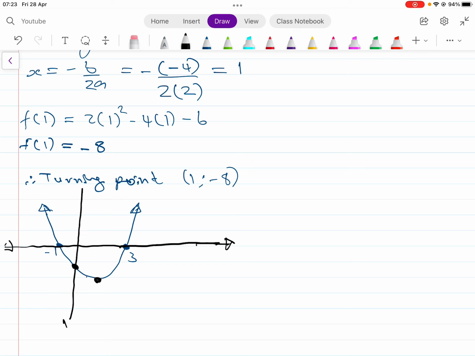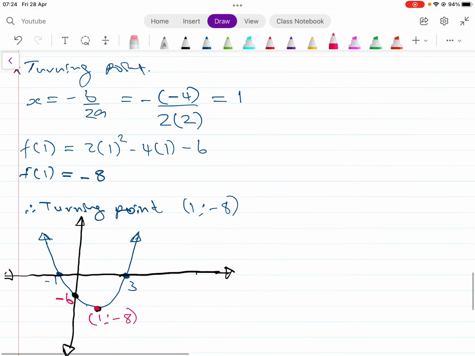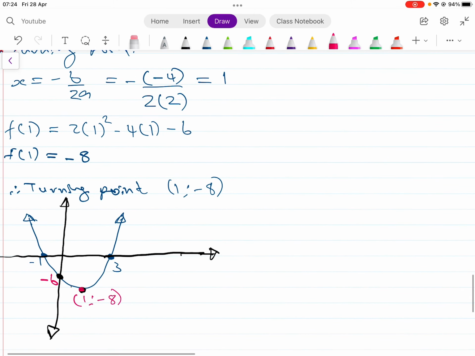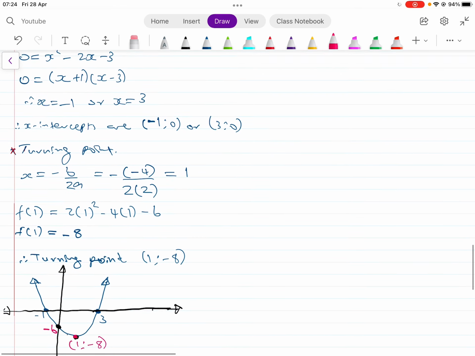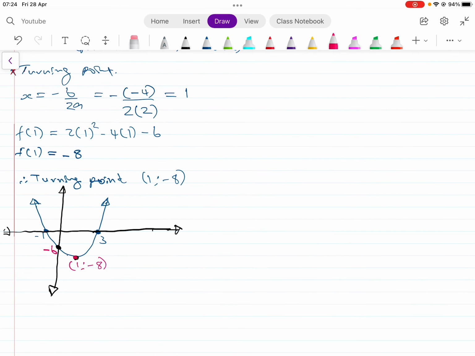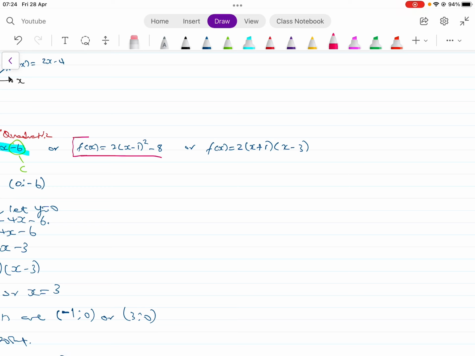Hey, this is supposed to be a straight line. If it doesn't look like a straight line, make it look like a straight line on your side. Okay, this is -6. This turning point, we have 1 and -8. I hope you see that. So with the other ways of sketching the functions, let's look at that in the next video. I'm going to sketch these graphs, the same graph rather, using these two different formats in the next video.